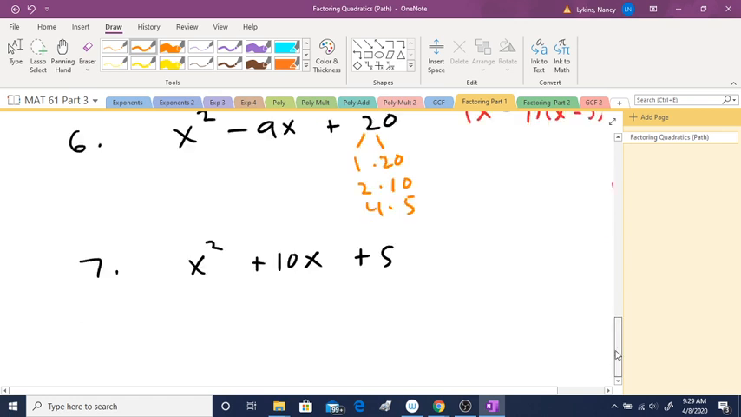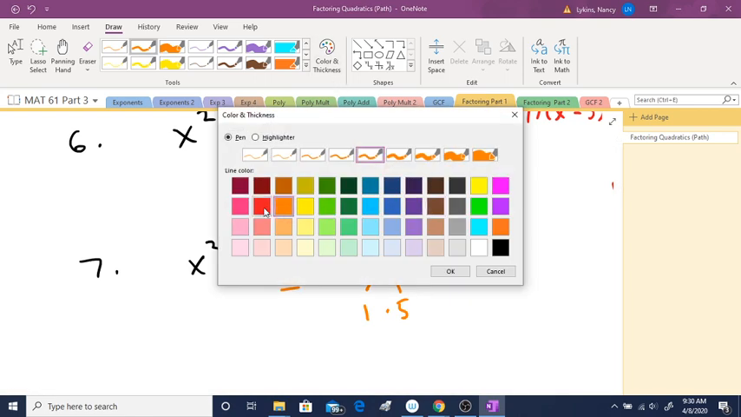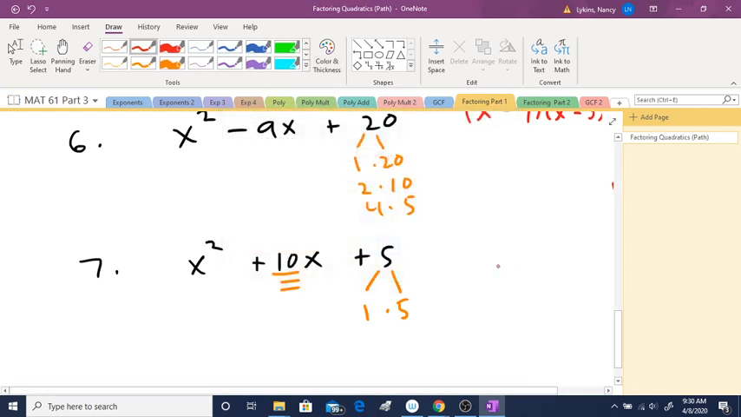Now you will probably see a problem just like this one. The 5 breaks down just to 1 and 5. Now, since this is positive, can we add 1 and 5 to give us that magic number 10 right here? The answer is no. So we call this prime or not factorable.